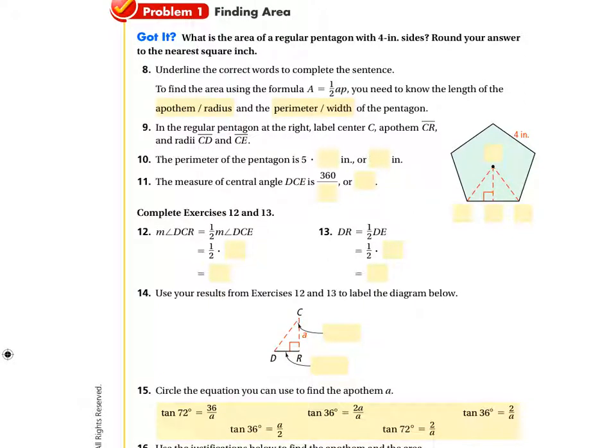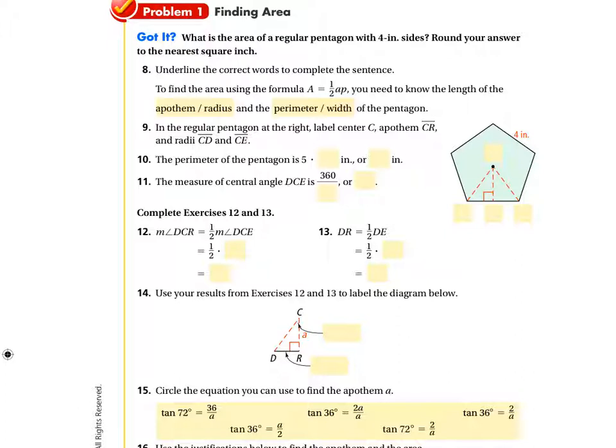So then we come to problem 1. Problem 1 essentially takes up the entire first page, doesn't it? I guess I'll follow along with what they've got. So let's go through this. We have a regular pentagon with 4-inch sides, so that's all that they gave us. And we're going to round our answer to the nearest square inch.